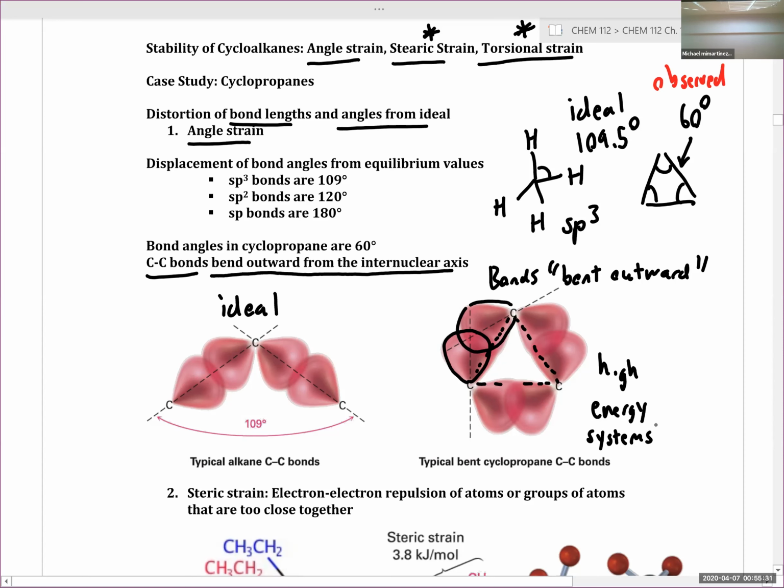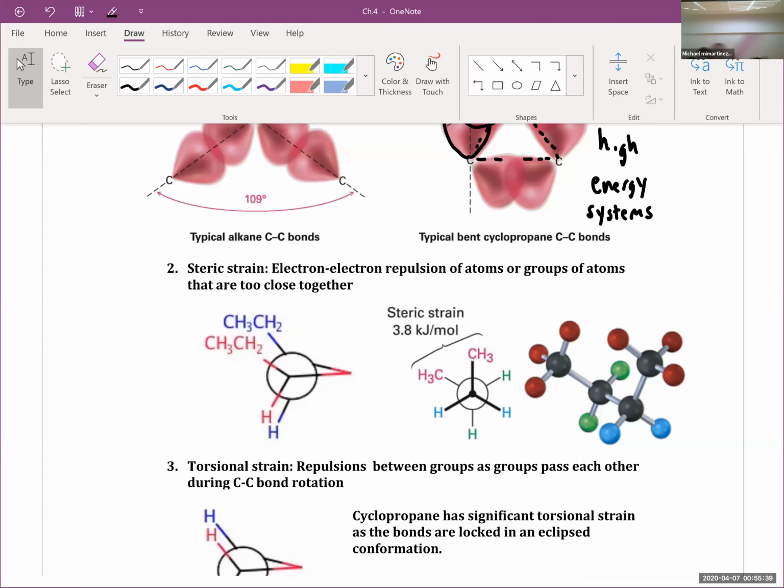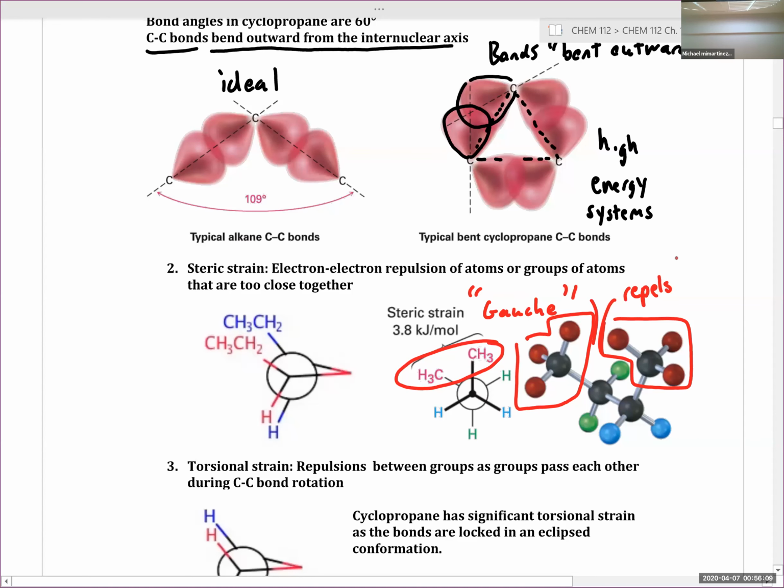Okay, so let's talk next about our good old friend steric strain. So I'm going to bring up the analogy that we observed last chapter of our methyl-methyl. We call this a gauche system or a gauche interaction. And fundamentally, gauche interactions are steric interactions, steric strain. Our two methyl groups are brought into close proximity in 3D space, and you end up with a repulsive interaction.